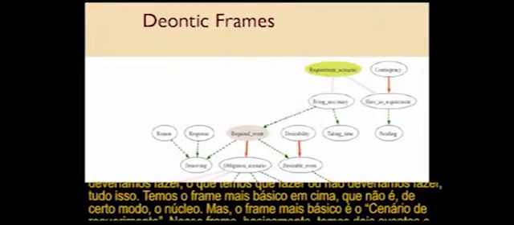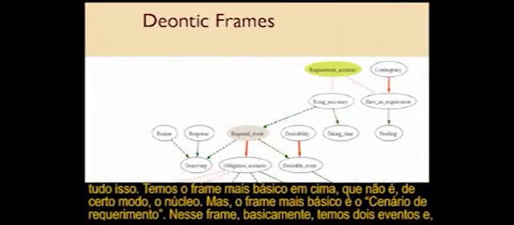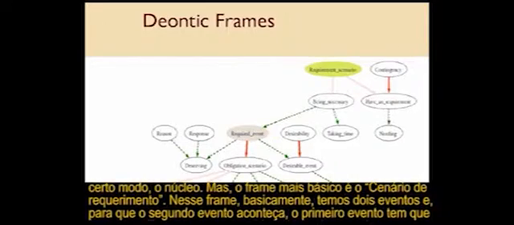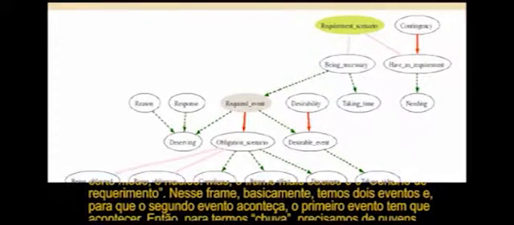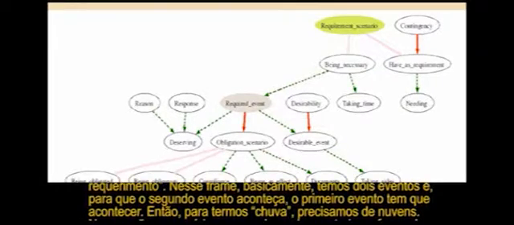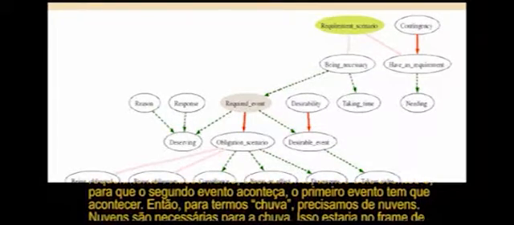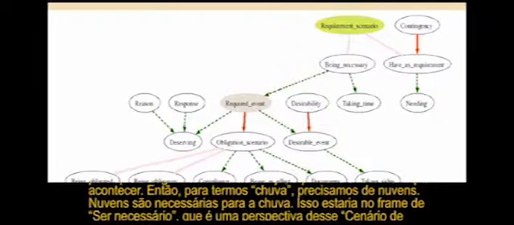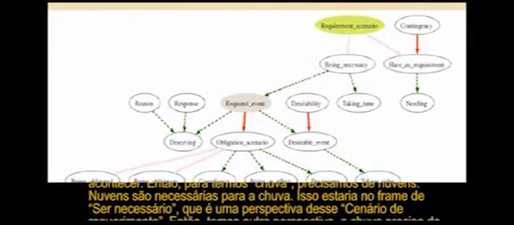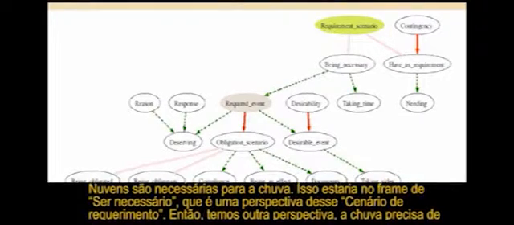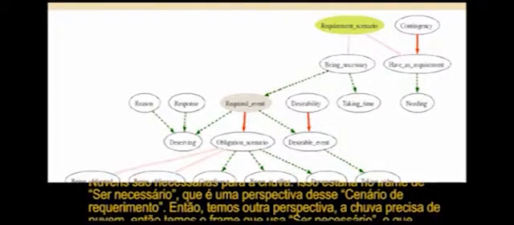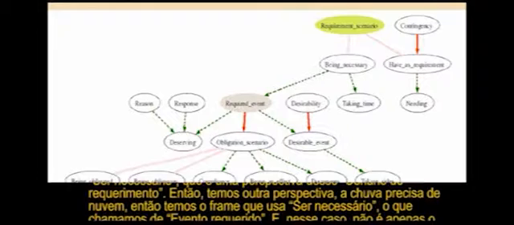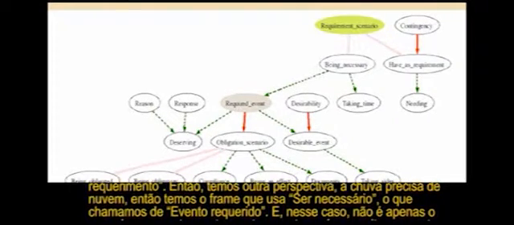And in this frame, you have two events where for the second event to happen, the first event has to happen. So to have rain, you need clouds, right? So clouds are necessary for rain, would be in the being necessary frame, which is a perspective on this requirement scenario. Then you have another perspective. So rain requires clouds. Then you have a frame that uses being necessary, which is called required event.